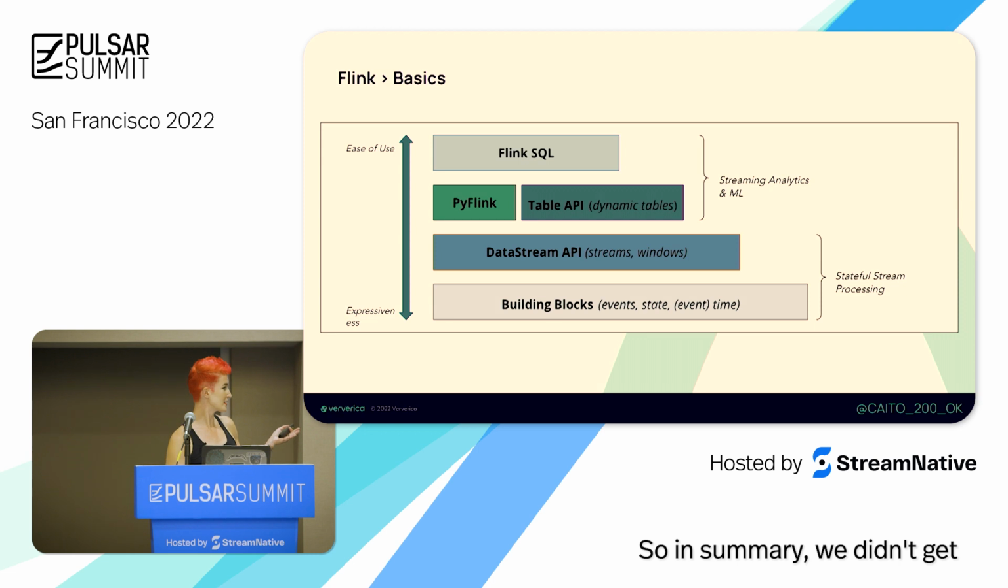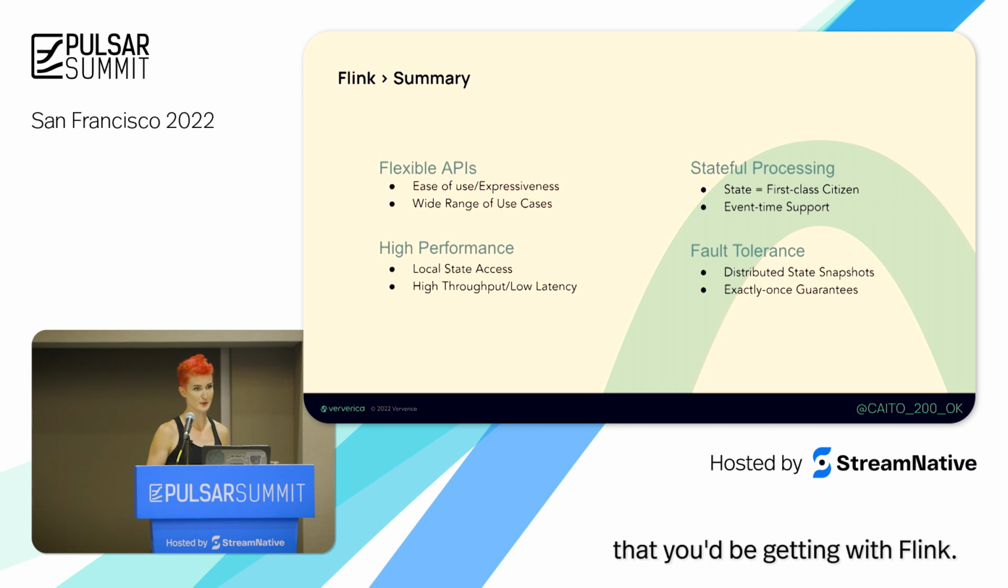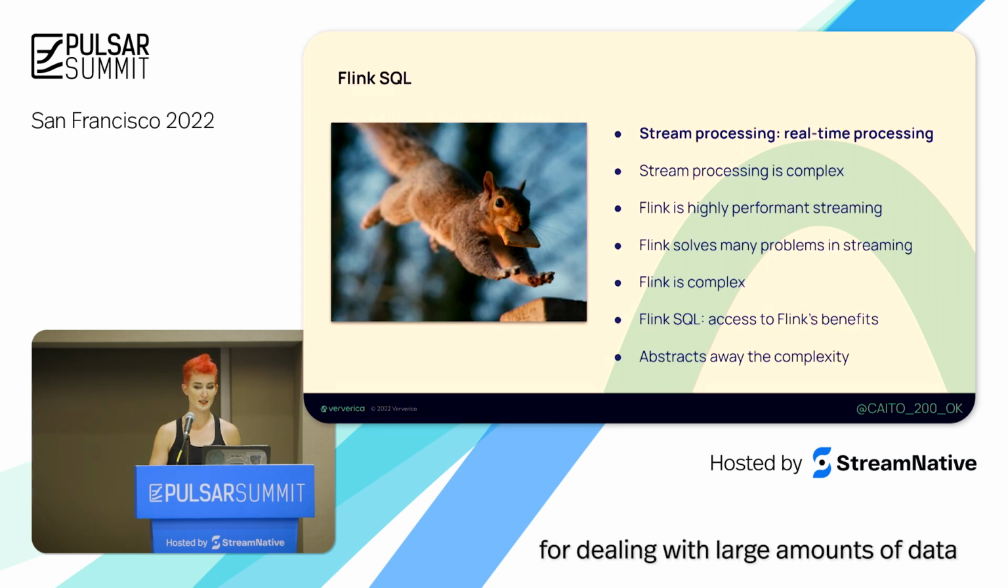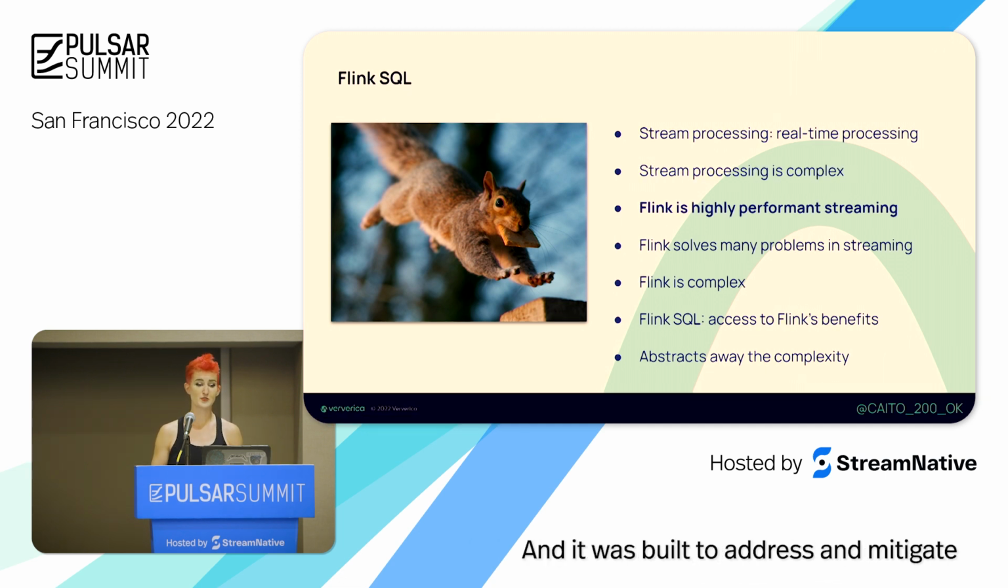In summary, we didn't get a chance to go really in depth into these, but this is essentially what you can expect from most of the benefits you'd be getting with Flink. So in summary, stream processing is extremely beneficial and really essential for dealing with large amounts of data that you need to be able to access as near real time as possible, among other use cases. Stream processing is inherently challenging and complicated. It is just hard, especially when you want to use more data and do more complex things to that data. Flink was built both for high performance with the things that you want stream processing to do for you, and it was built to address and mitigate a lot of the issues that are inherent with stream processing.